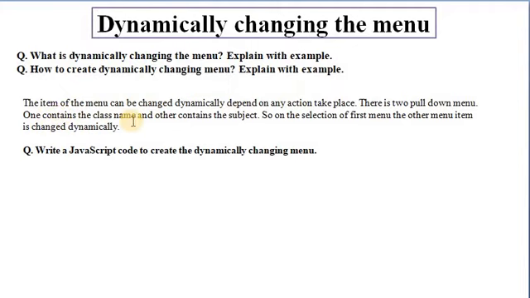Suppose for example there are two pull down menus. One contains the class name and the other contains the subject. On the selection of the first menu, the other menu items are changed dynamically, which means the options of the other pull down menu will be changed dynamically. Let us see how to create a dynamically changing menu.